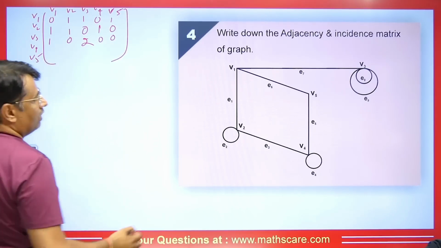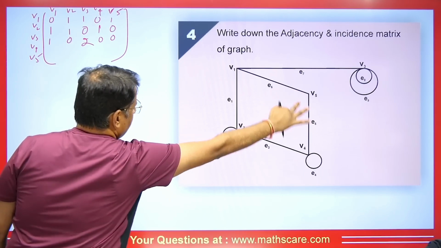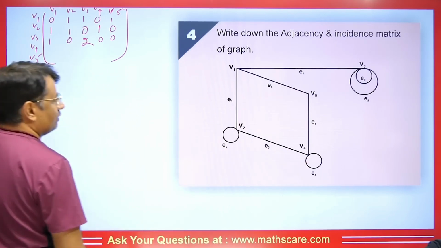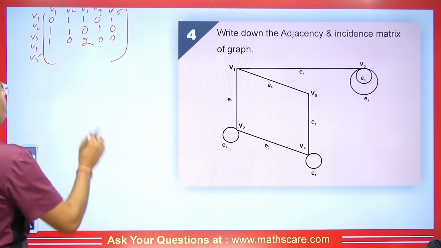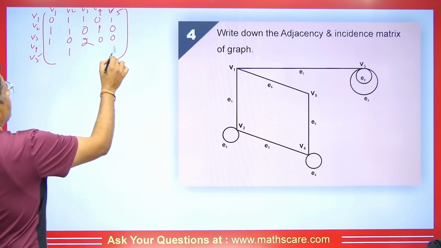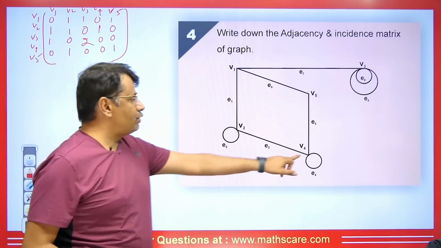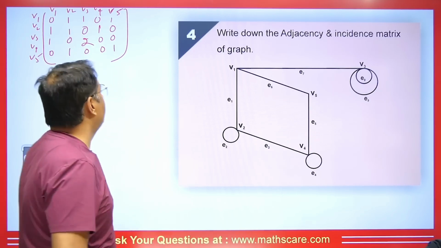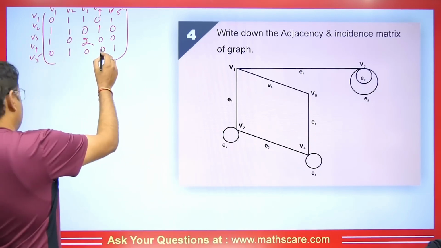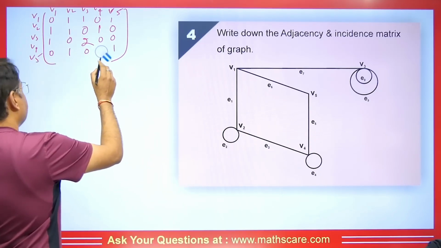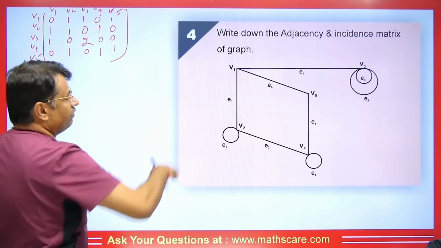Now we will talk about V4. V4 is connected to which one? We have it connected to V5 and V2. So in this case, we will have a 1 in place of V5 and V2 and the rest of the elements here will be 0. Clear? V4 is connected to itself because it is a self loop. So here this will become 1 instead of 0, right? This needs attention, okay?